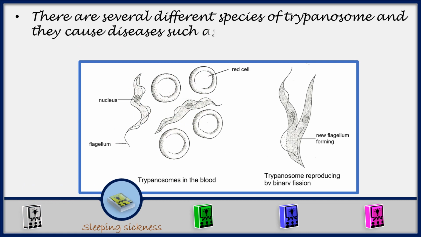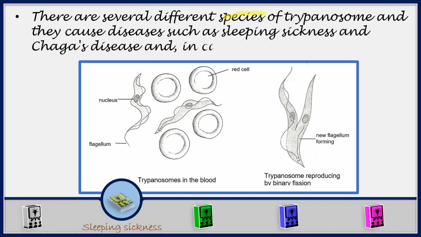There are several different species of trypanosome, and they cause diseases such as sleeping sickness and Chagas disease. And in cattle, they cause nagana.